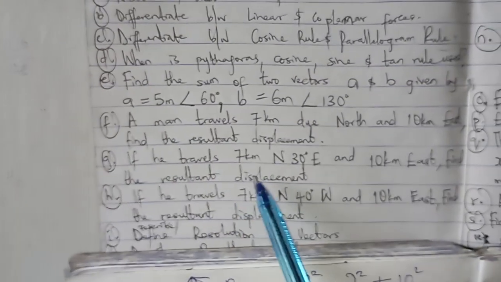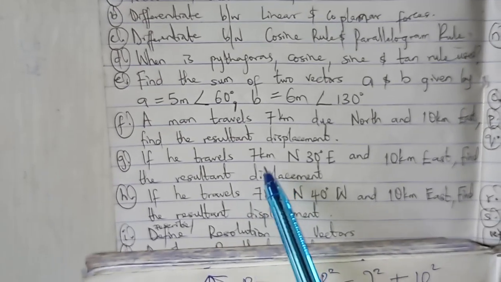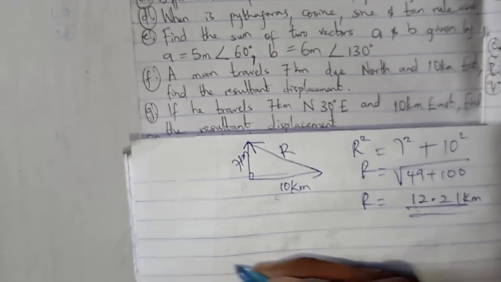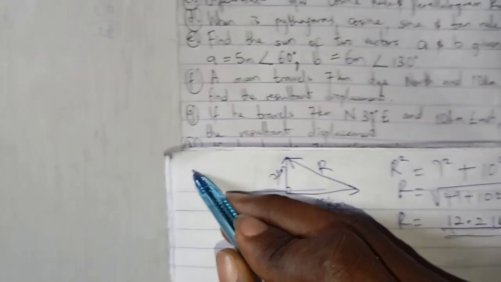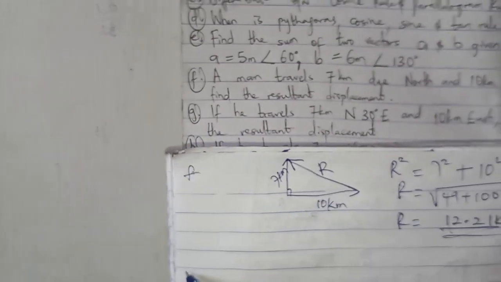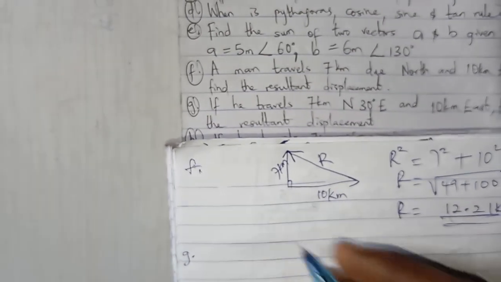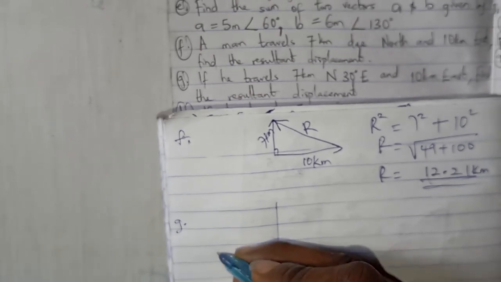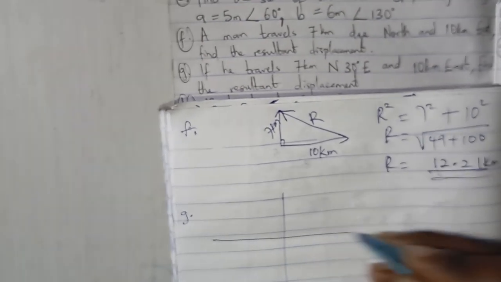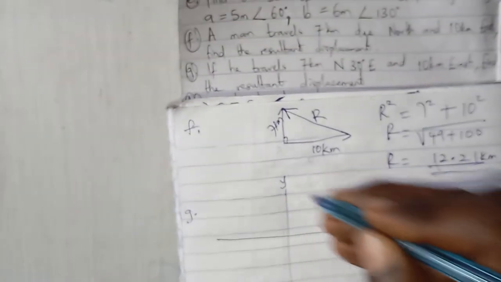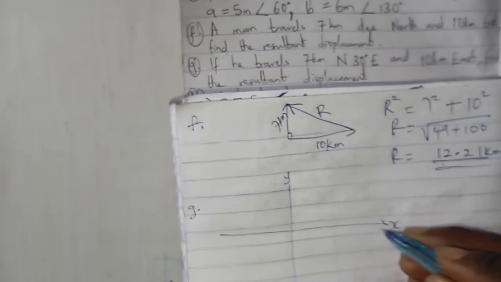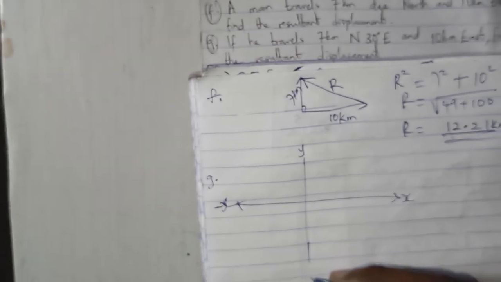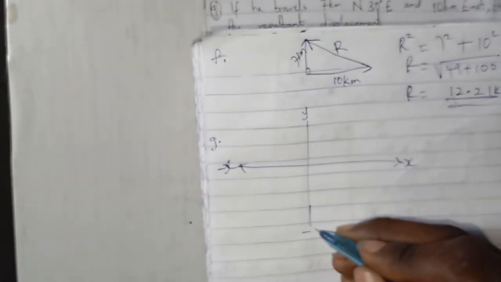If he travels 7 kilometers. So I always advise my students, whenever you are doing anything on bearing or vectors, this is for F. Whenever you're doing anything on vectors, always first of all go and put your vertical. Whenever you start to see traveled, do north, do west, always first of all go and draw your y-axis, your x-axis. When you draw this, it helps you so that you don't make mistakes. So this is my minus y.